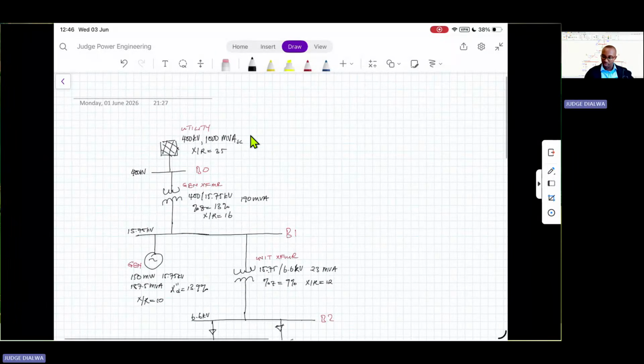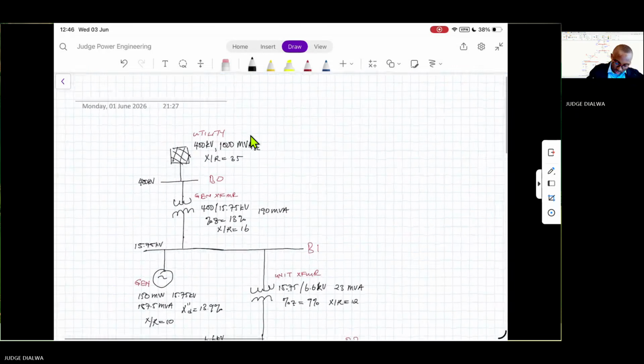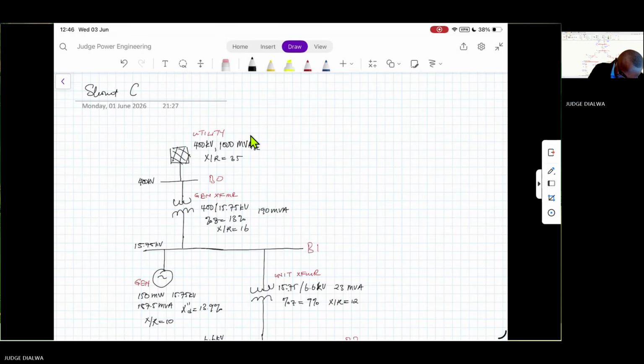Now, like I said, this is part of our short circuit analysis. But now we'll be focusing more on the impedance diagram.